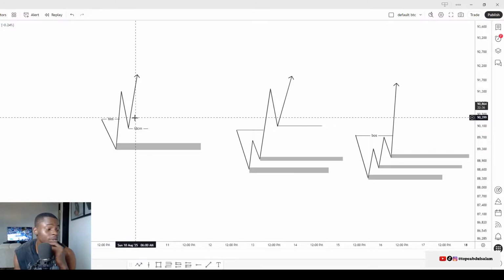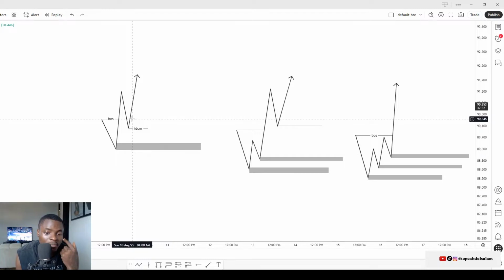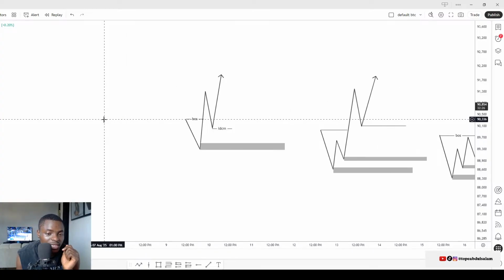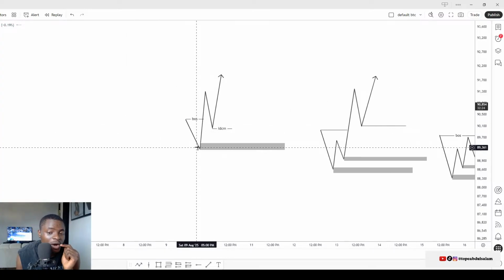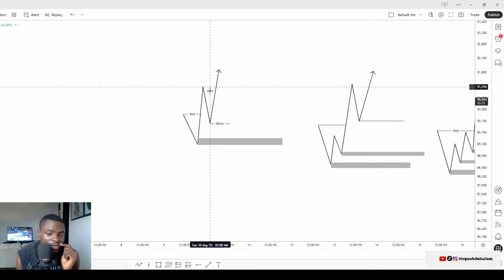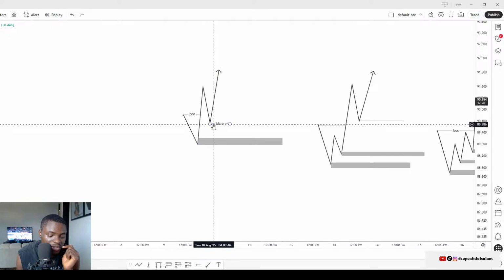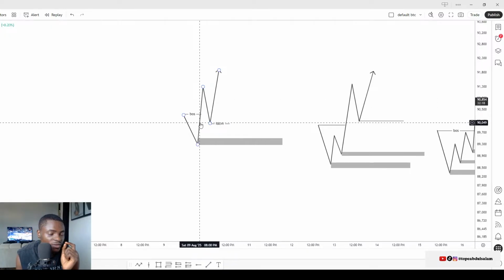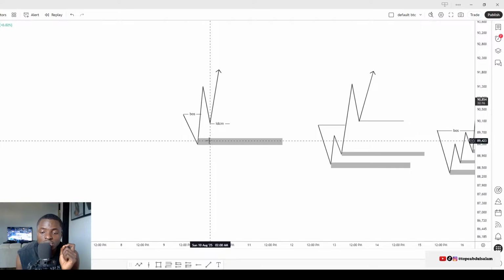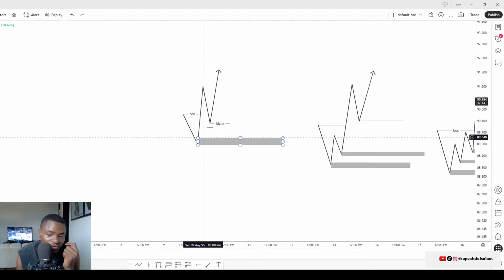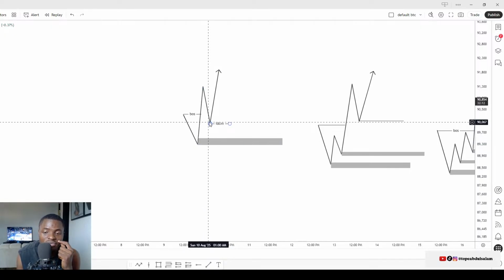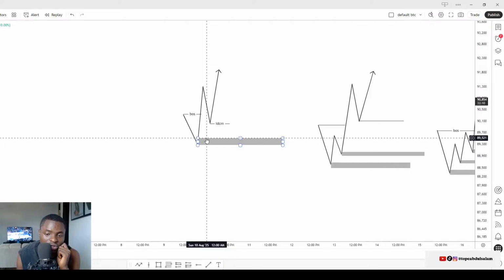So inducement is the first pullback after a market structure shift or a break of structure. That's the first pullback. Let's say the market breaks this structure, and we have our point of interest here. The first pullback that people start buying from, that's the inducement, and for it to be valid it must not touch any point of interest. If you have your point of interest here, it can only be a valid inducement if it did not touch this point of interest.